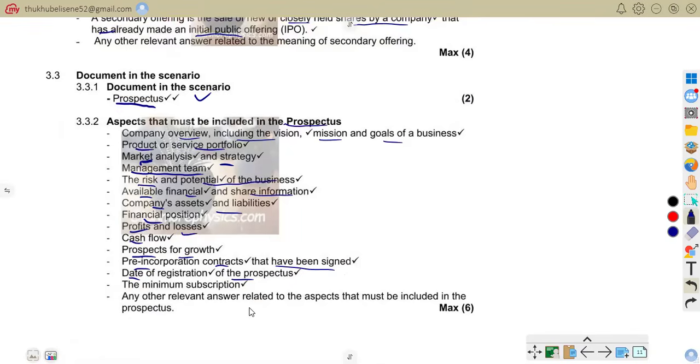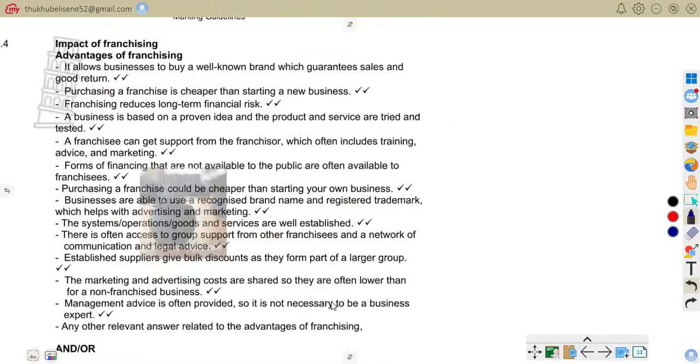Date of registration of the prospectus. Here we're talking about the date the prospectus was officially registered with authorities. That's when you can say, registered on 1st June 2025, for example. The minimum subscription. This is the minimum amount of money needed from investors before shares can be issued. So that is that about 3.3.